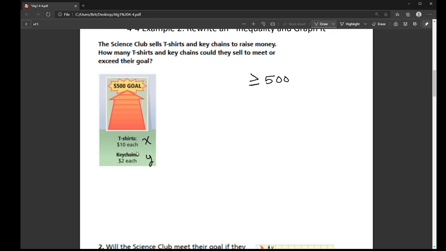So then in order to write the equation here, I'm going to say $10 times X. That'll get me the amount of money they make off t-shirts, plus $2 times Y, which will give me the amount of money they make off keychains. And if I add those together, that should get me to my goal. So there is our equation.